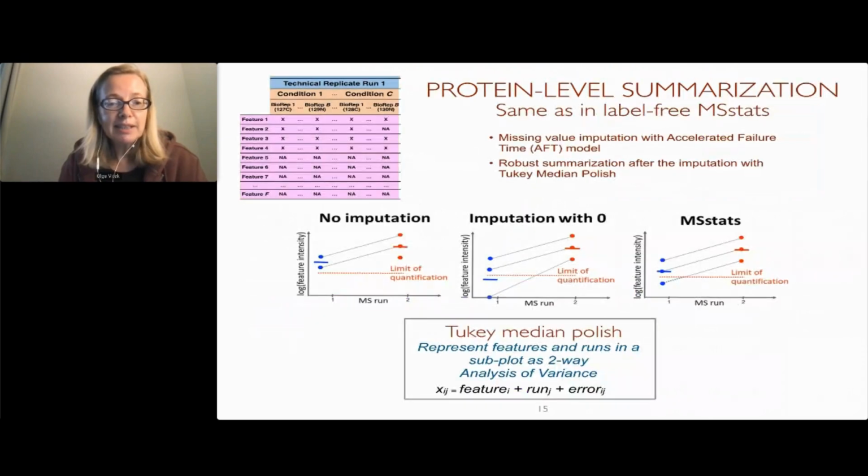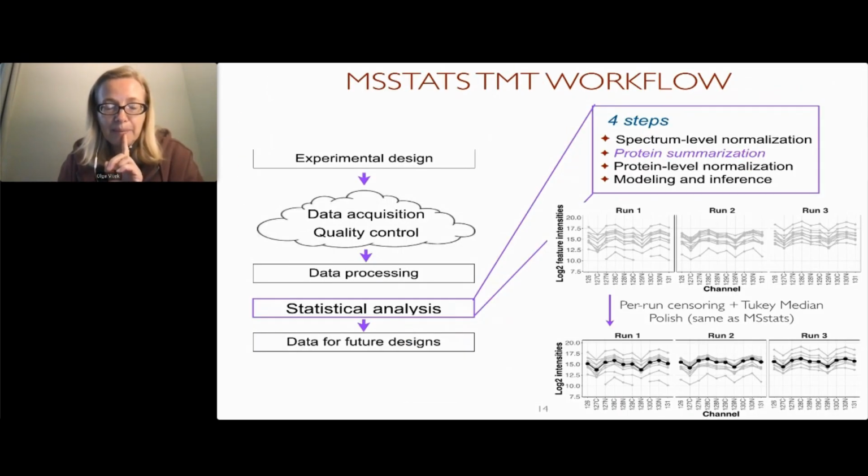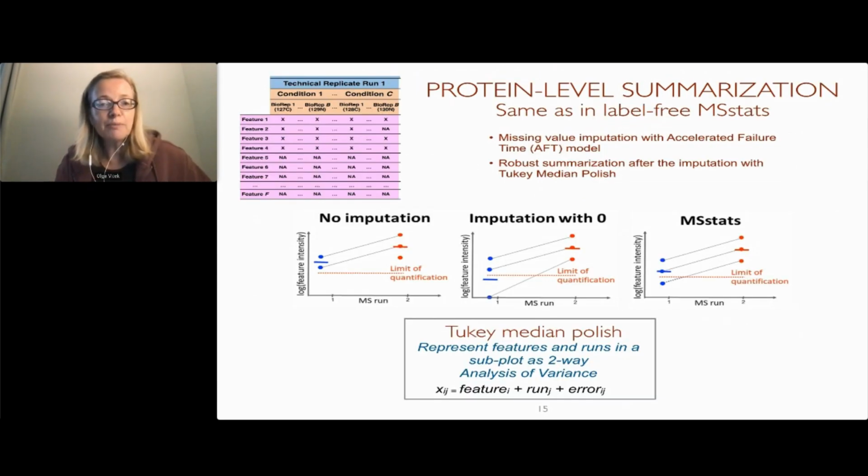So some details on how we do this. Maybe just before that, let me make sure we notice that these summaries are still not comparable between the runs, right? Because these PSMs here in run 1 may be very different from PSMs in run 2. And so now within the run, different channels are comparable, but between the runs, they're not comparable.